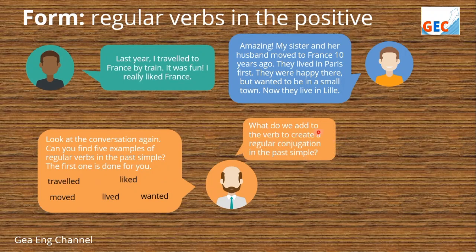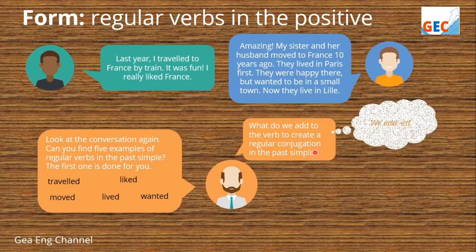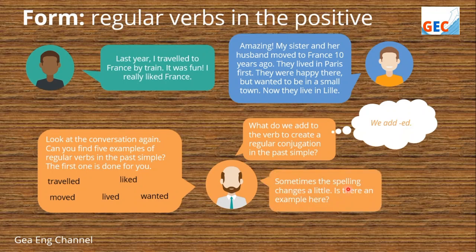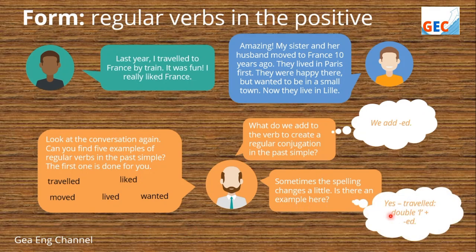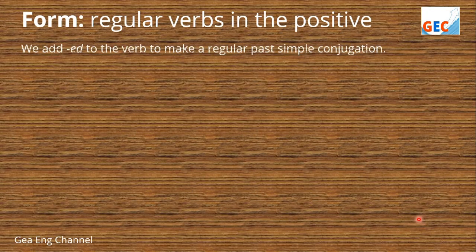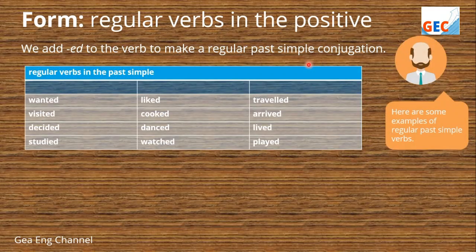So, what do we add to the verb to create regular conjugation in the past simple? We add ed. Sometimes the spelling changes a little. Is there an example here? Yes, traveled with double L plus ed. So, for the regular verb in the positive, we add ed to the verb to make a regular past simple conjugation. Look at this example.